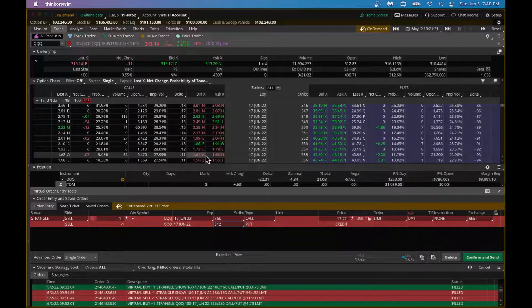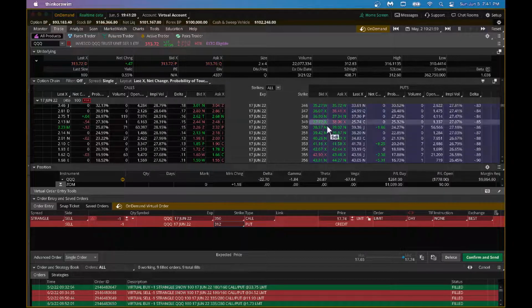Delta 15 tells you the probability of QQQ reaching this price, which is 350, is about 15%. That's what it's telling you. So if it is just a 15% probability, I'm pretty comfortable here. That's why I'm selling a call option at this price. It's really telling you what the probability could be.